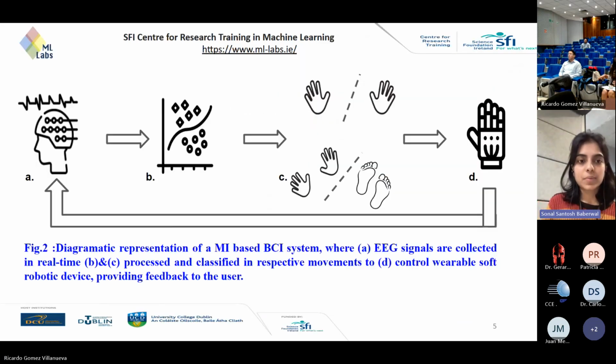So this is a diagrammatic representation of a motor imagery based BCI system where the raw signals are collected and then they are cleaned, and then the features are extracted and further classified into, let's say, the difference between left and right hand movement imagination or both hands and feet imagination, and that is used as a command to operate something like an exoskeleton. Next slide, please.